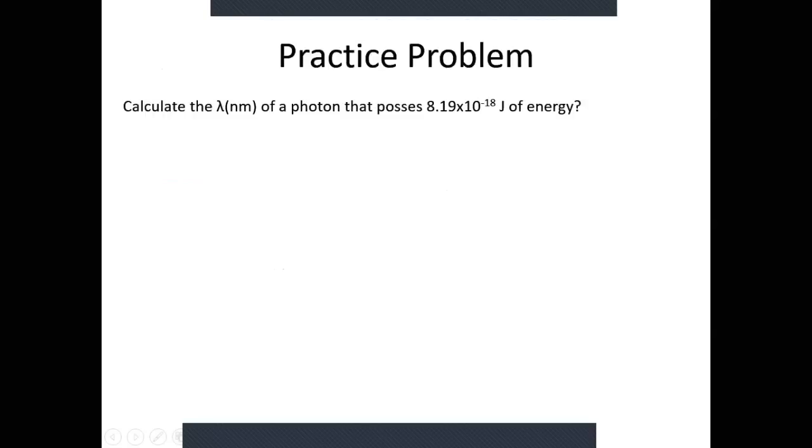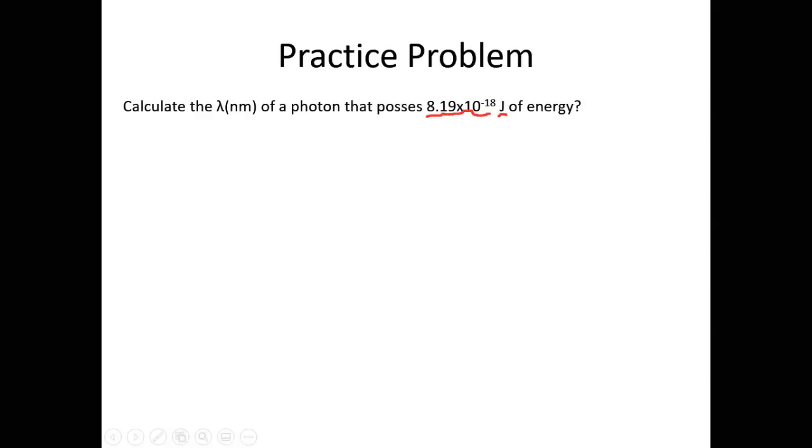So now let's look at a practice problem. Here we want to calculate the wavelength in nanometers of a photon that possesses 8.19 times 10 to the negative 18th joules of energy. So we're going to need two equations. We're going to need the equation for wavelength so that we can calculate the wavelength of the photon. And we're going to need the equation for energy of a photon, which is E equals h nu. And we're going to be using two constants, the speed of light and Planck's constant.